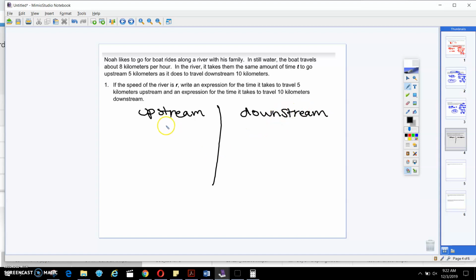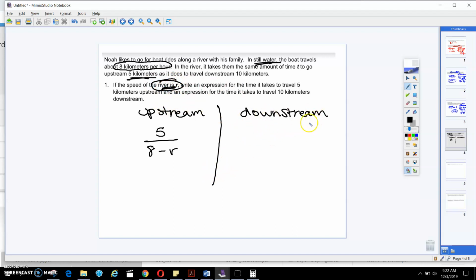Okay, so we write out for upstream, it talks about 5 kilometers upstream. So we're going to put 5 up in the top. Now, we know from this, we've got 8 kilometers per hour if it's in still water. So that means that in the denominator, we're going to have 8 minus r. R represents the speed of the river.